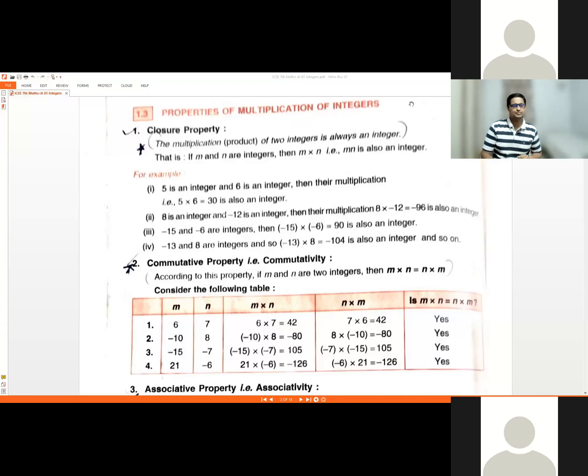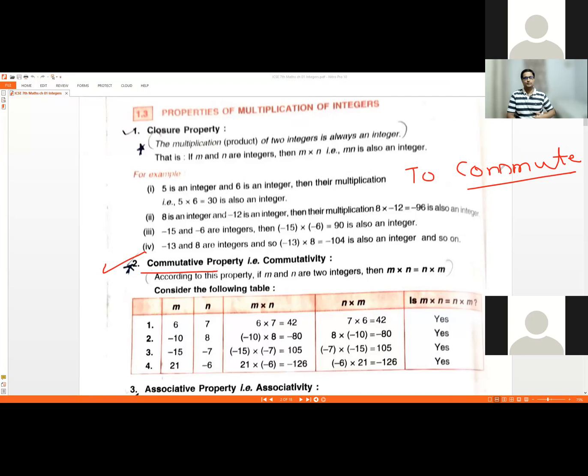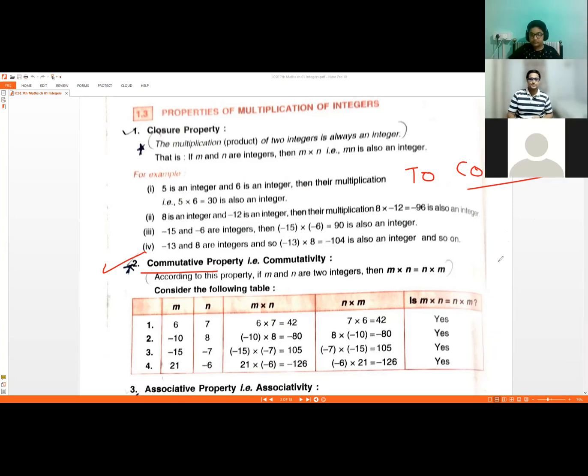What is the next property? Next property is called commutative property. To commute. This is the English word, to commute. What do you mean by to commute? To commute is to go from one place to another. If you go from your house to school, you are commuting to the school. If you come back to your home from the school, you are commuting back to your home, right? So this is 5 into 6 and 6 into 5, correct, absolutely. That is called commutative property.